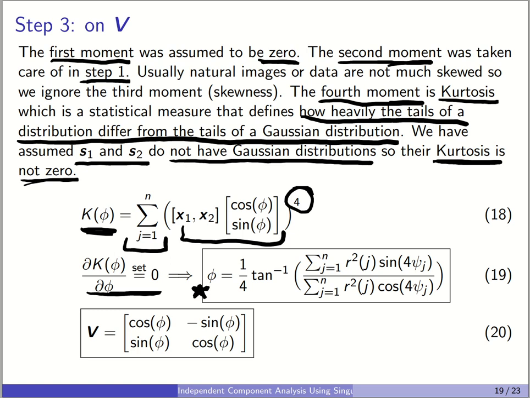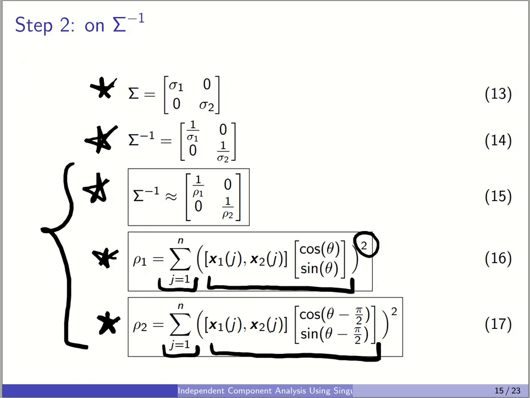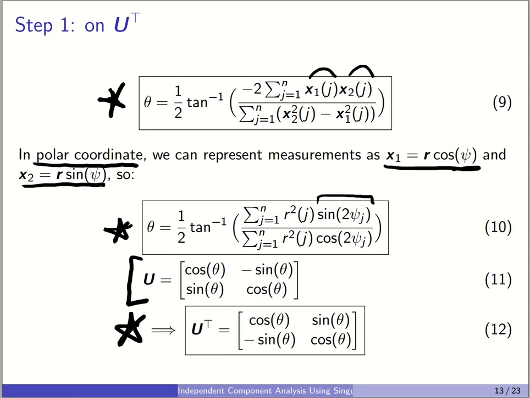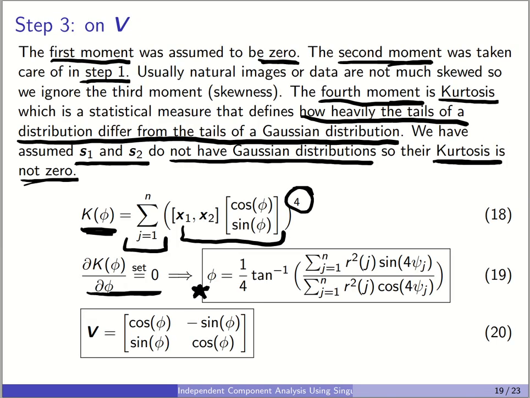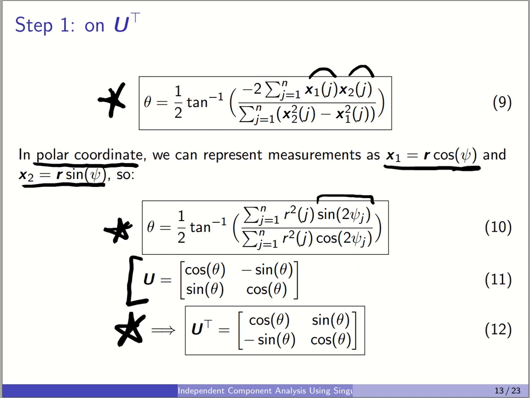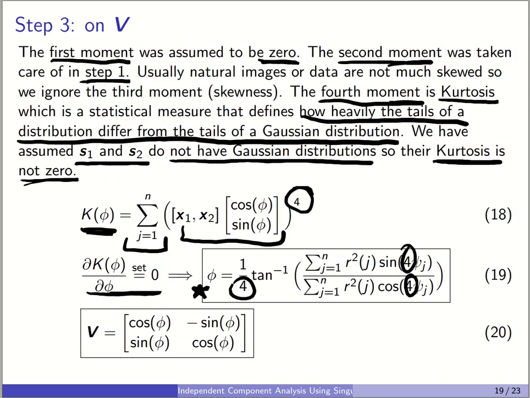If you compare equation 19, which is phi, with equation 10, which is theta, they're very similar with some differences. For example, in 10 the whole parenthesis of the tangent inverse is not powered. However, in 19 we have 4 and 4 here, while in 10 we have 2. This is one of the differences. We have several differences between phi and theta.